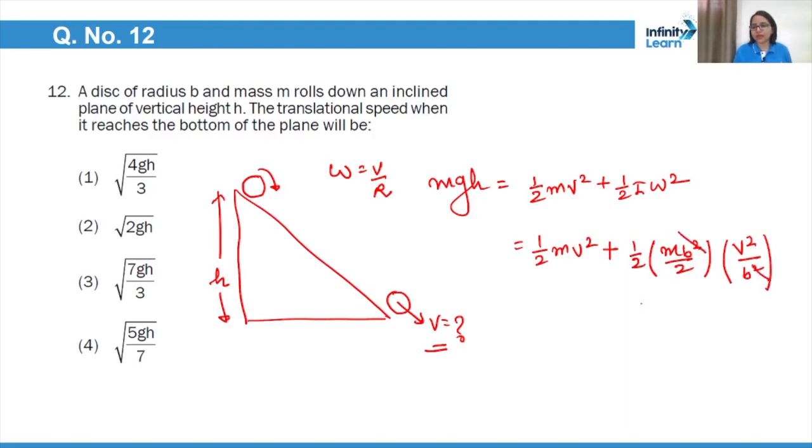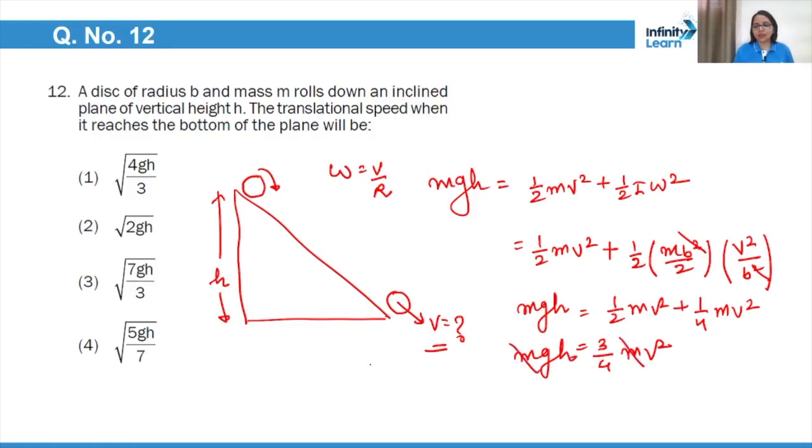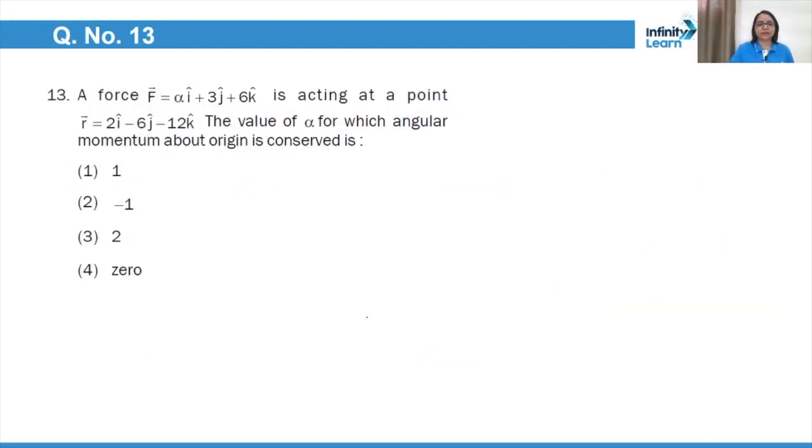b square cancels. So we have half mv square plus 1 by 4 mv square, and that equals mgh. So it is 3 by 4 mv square equals mgh. m cancels, so v square is 4gh by 3, and v is root of 4gh by 3. So the correct answer is option 1.